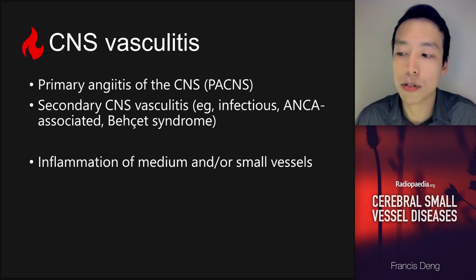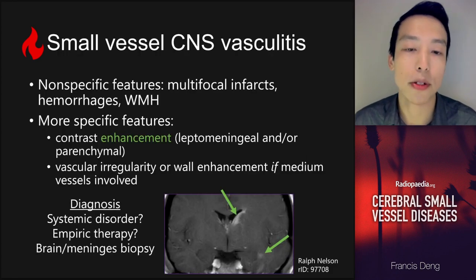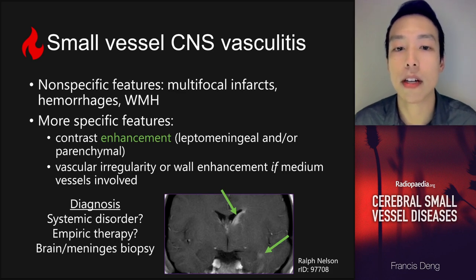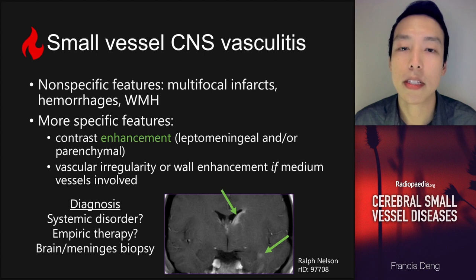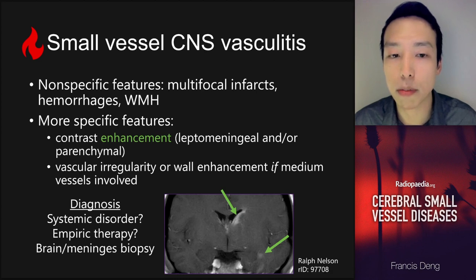And these amount to an inflammation of the medium and/or small vessels. It can be very difficult to diagnose small vessel vasculitis because, remember, you don't see the changes on angiography, either MR angiography or even digital subtraction angiography. So what you have to rely on are the secondary changes to the brain parenchyma or the leptomeninges.